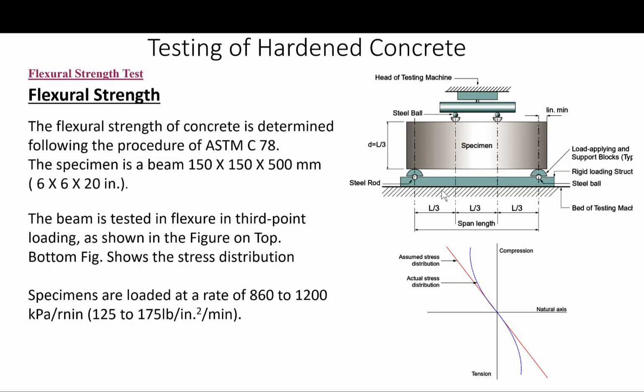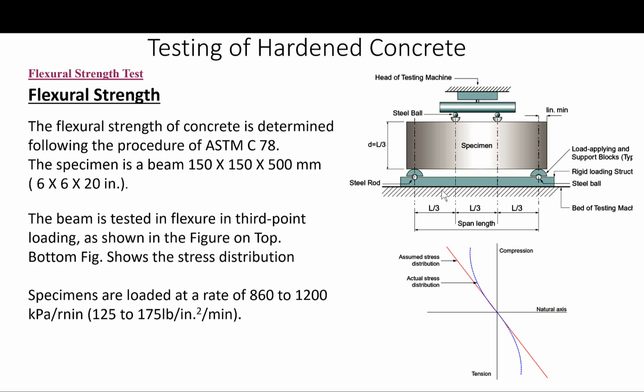The next topic we will discuss is the flexural strength. The flexural strength of concrete can be determined following the procedure of ASTM C78. The specimen is a beam or a prism measuring 150 by 150 by 500 millimeter long. Typically, the beam is cast where the mold is filled in 2 equal layers, each layer being rodded about 60 times, once for each 13 square centimeters of the top surface being filled.